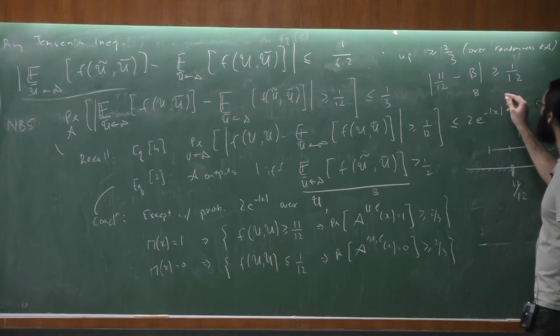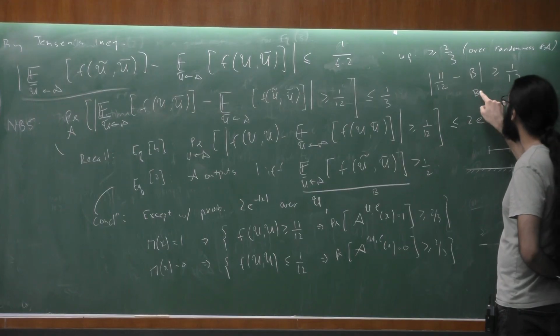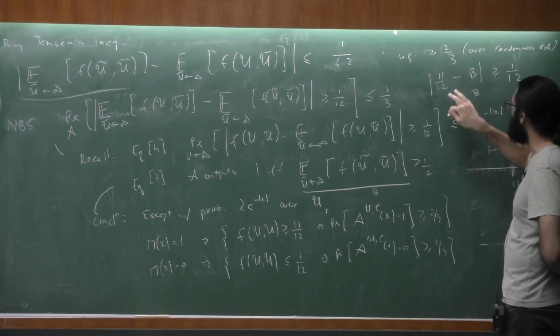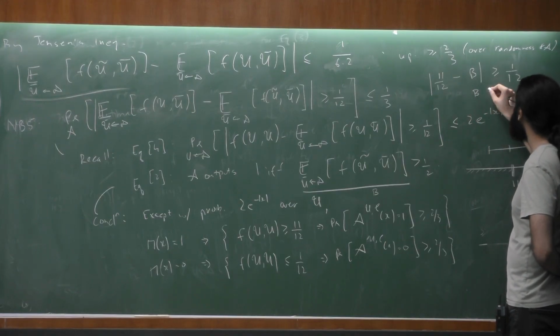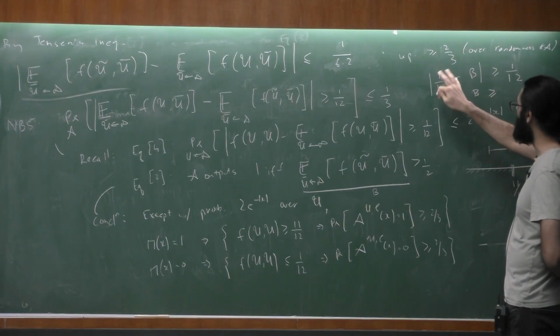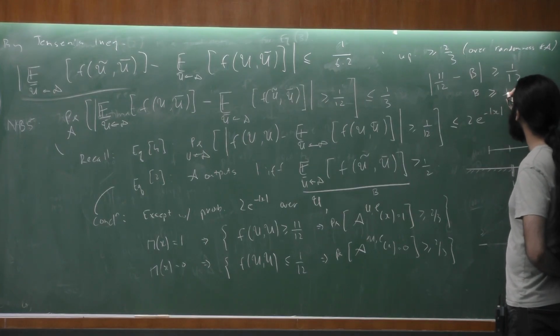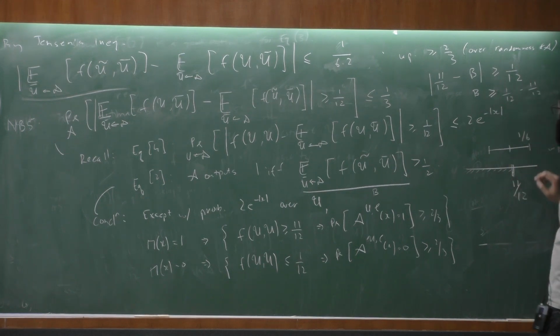Okay, I mean you can take cases. You can say that if B is greater than 11 by 12 or less than 11 by 12, you can see whether this quantity is positive or negative. You can have 1 by 12 minus 11 by 12, and then you can work it out. So you'll get a gap of 1 by 12 in one case, and in the other case also you should get something like this.